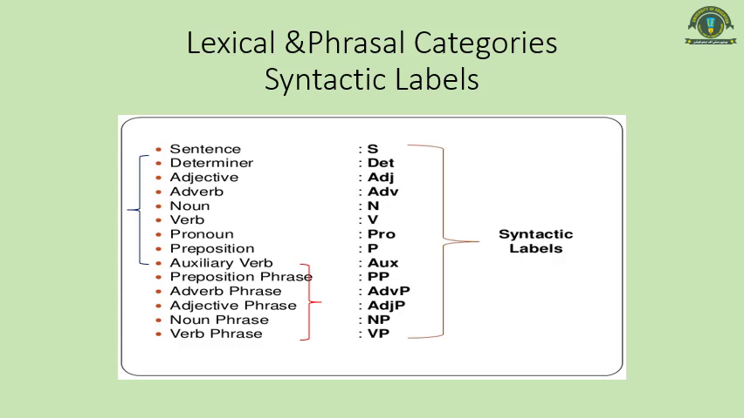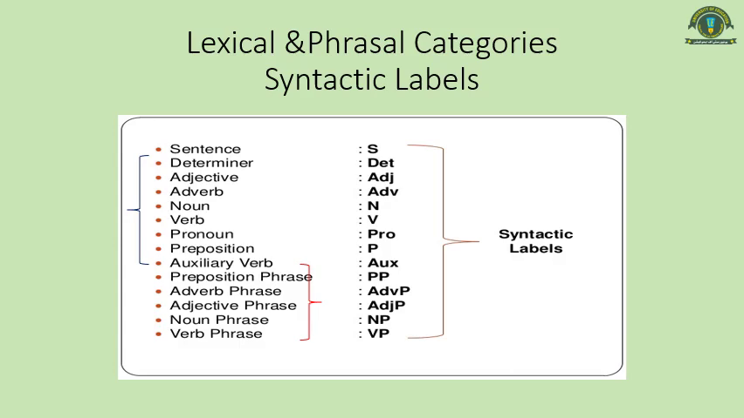Now what are the syntactic labels? These are the syntactic labels. A sentence is denoted with S, a determiner is denoted with DET, an adjective is denoted with ADJ, an adverb is denoted with ADV, a noun is denoted with N, a verb with V, a pronoun with PRO, a preposition with P, an auxiliary verb with AUX, you can say.